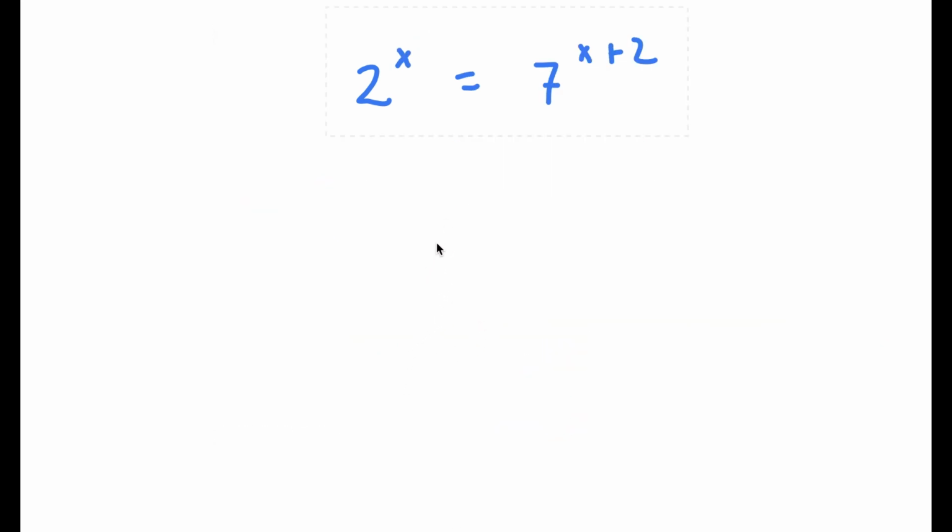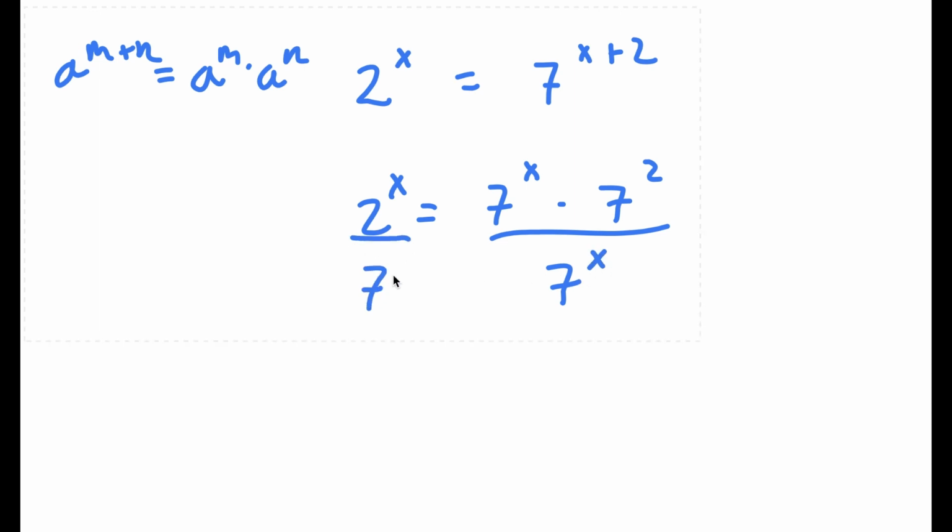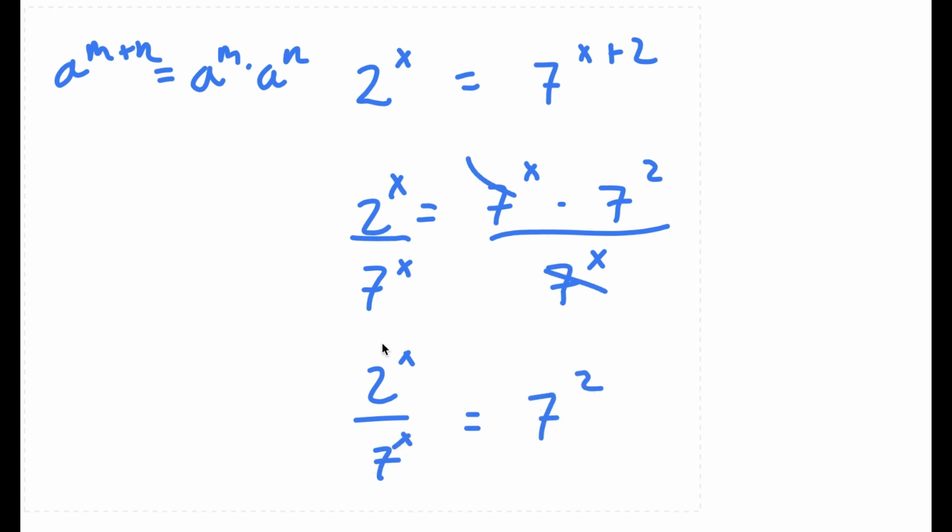Alright, so in this problem, I have 2 to the power of x is equal to 7 to the power of x plus 2. So now, if I have something in the form a to the power of m plus n, this is equal to a to the power of m times a to the power of n. So in this case, 7 to the power of x plus 2, I can write as 7 to the power of x times 7 to the power of 2. Now, I'm going to go ahead and divide both sides by 7 to the power of x. So now I have 2 to the power of x over 7 to the power of x is equal to 7 to the power of 2.